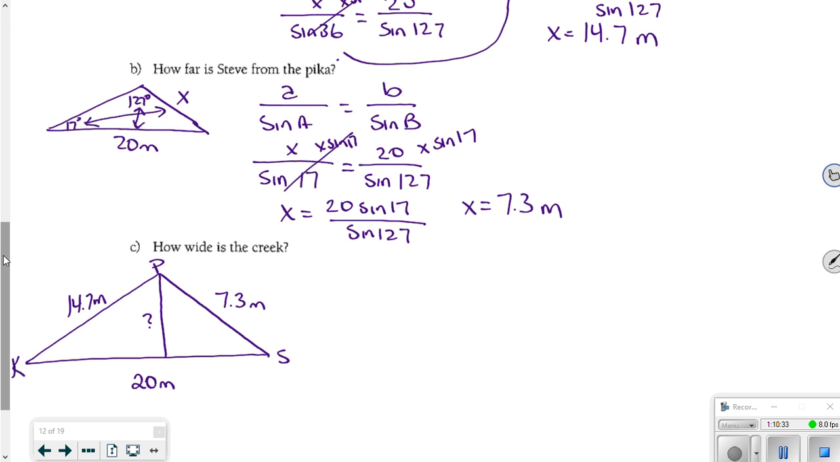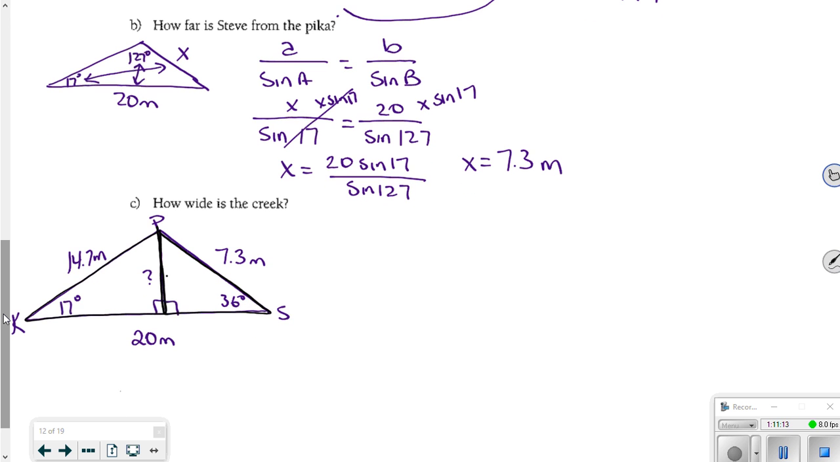Now we can use our right triangle because either half of this is a right triangle. We know this angle is 17 degrees. We know this angle is 36 degrees. Whether I pick this triangle to do SOHCAHTOA with, I know my 36 degrees, my 7.3, I can solve for this piece. Or if I use this triangle over here, same deal. I know my 17 degrees, I know my 14.7, I can use SOHCAHTOA to solve for that middle one. It's going to give me the same answer either way. It really doesn't matter.